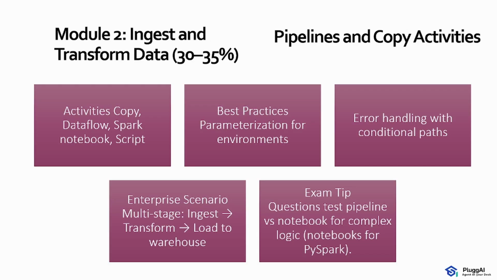Parameterize everything: connections, dates, environments. That's the best enterprise pattern, a multi-stage pipeline. Copy raw to bronze, trigger a data flow or notebook for silver cleansing, load gold to the warehouse. Dependencies, until loops, error branching, all built in.